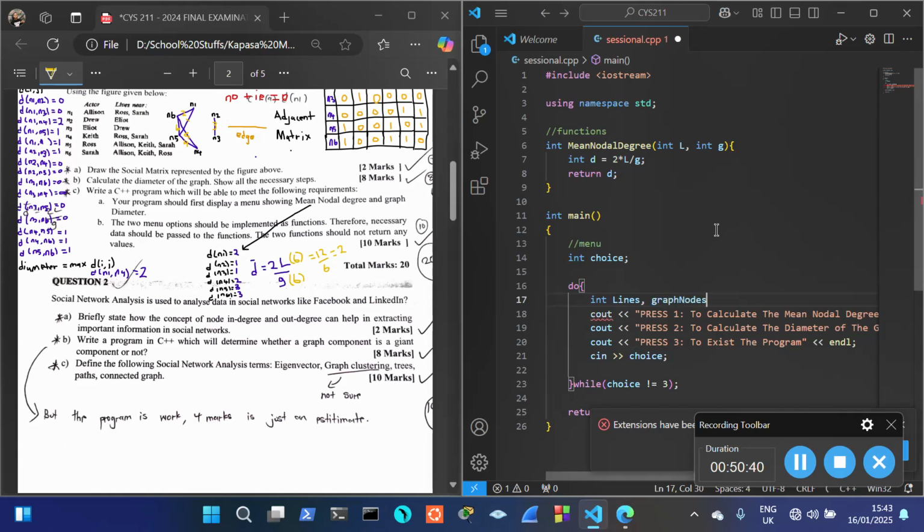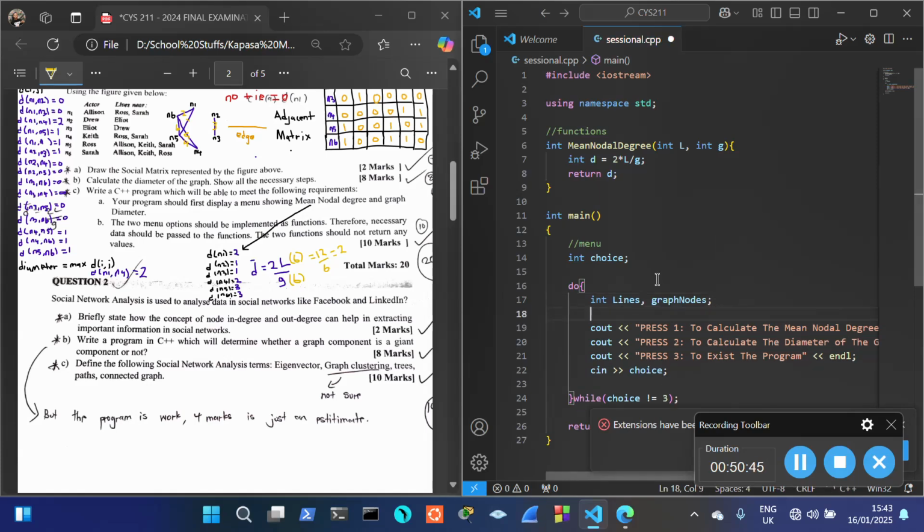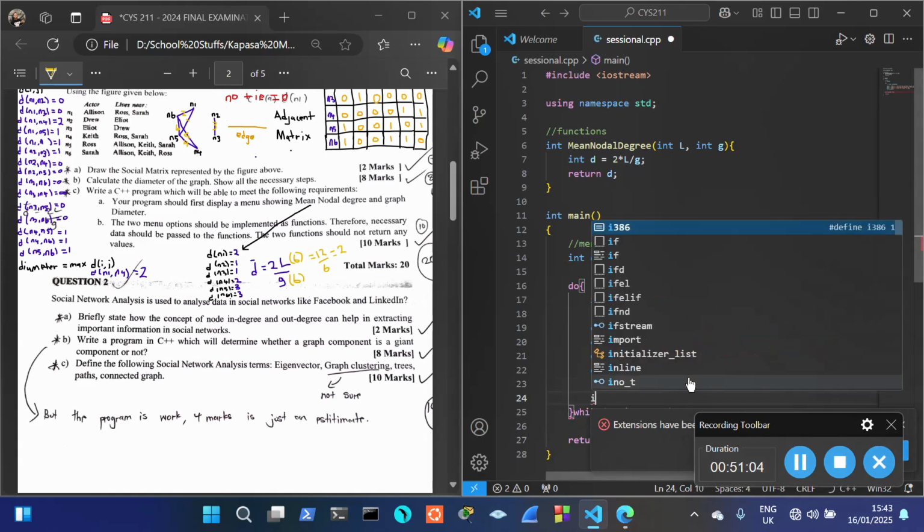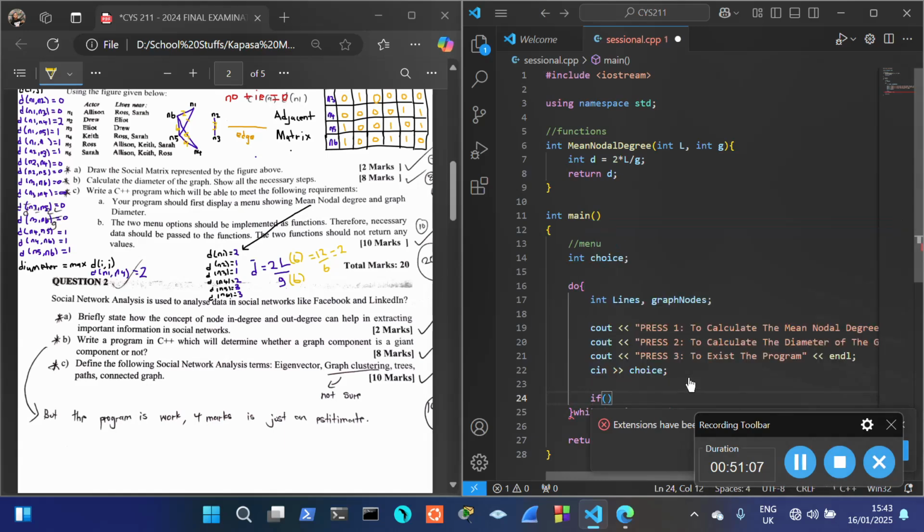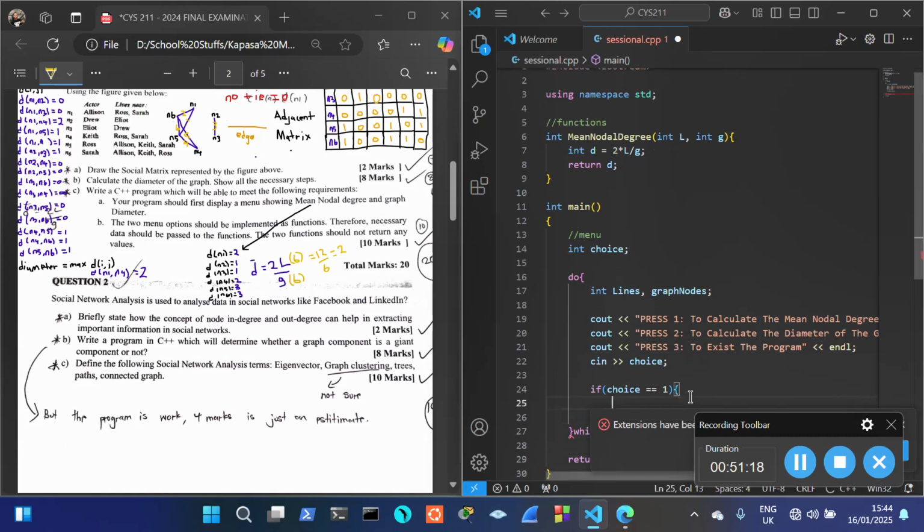Now since we have those two variables, we are going to tell a user what should happen after they press 1. For us to do that we need to use if functions. So if functions, this is how they work. We say if choice is equal to 1, so we're saying if the choice is equivalent to 1, what should happen?